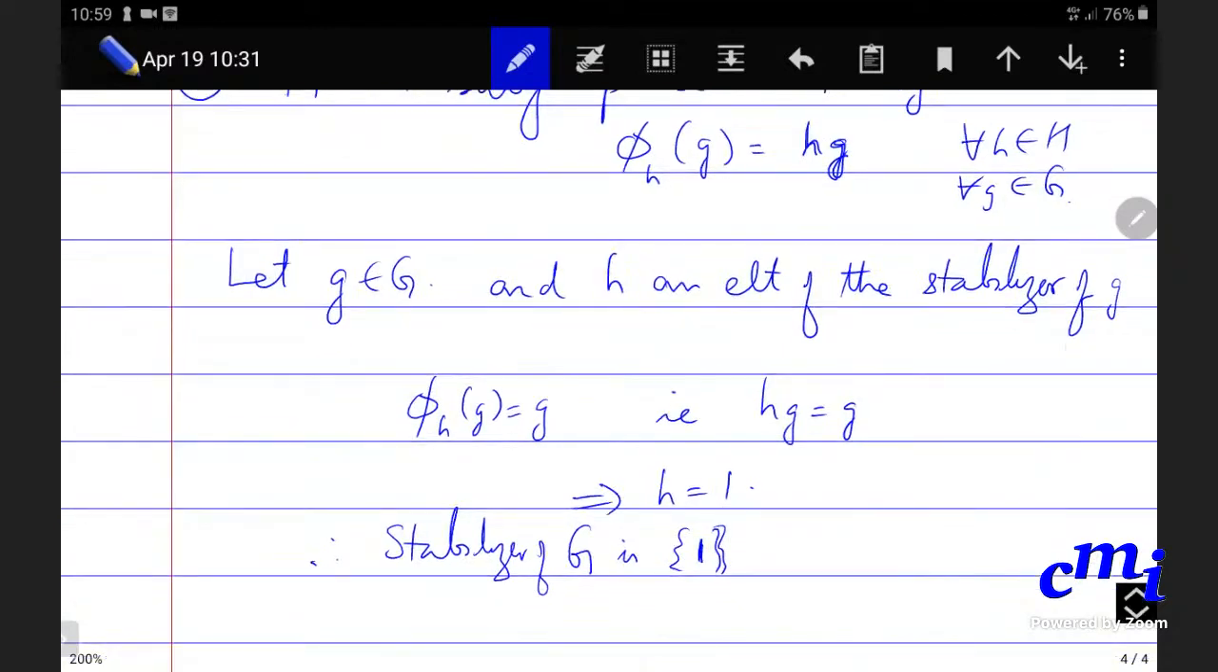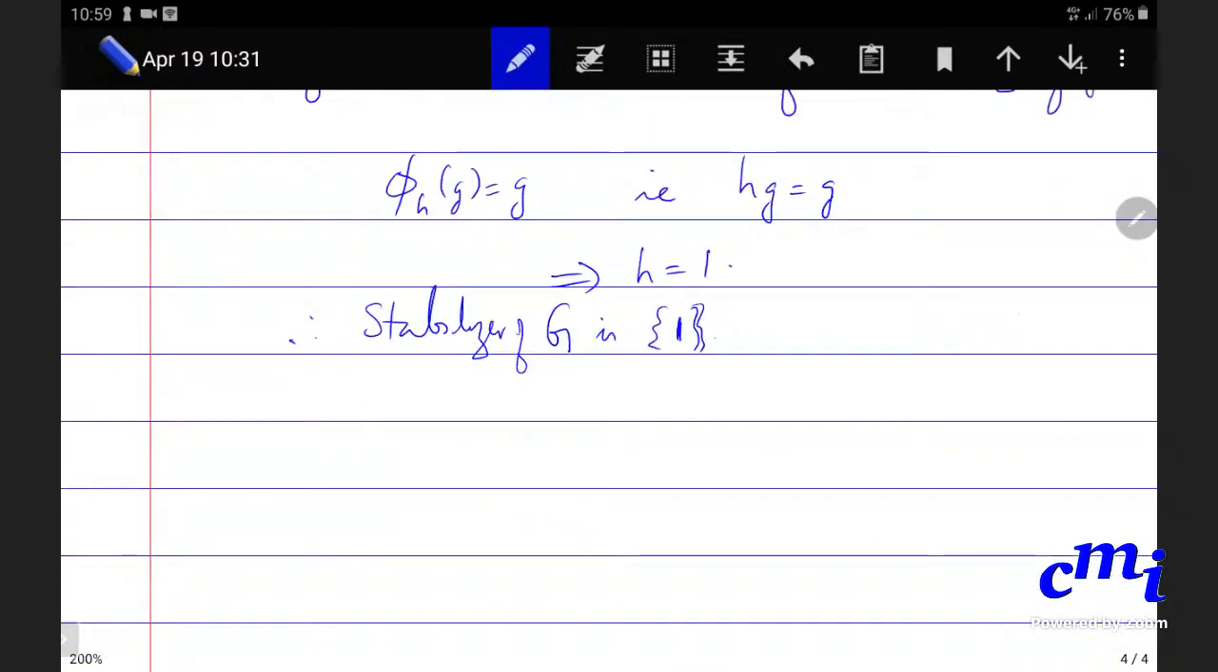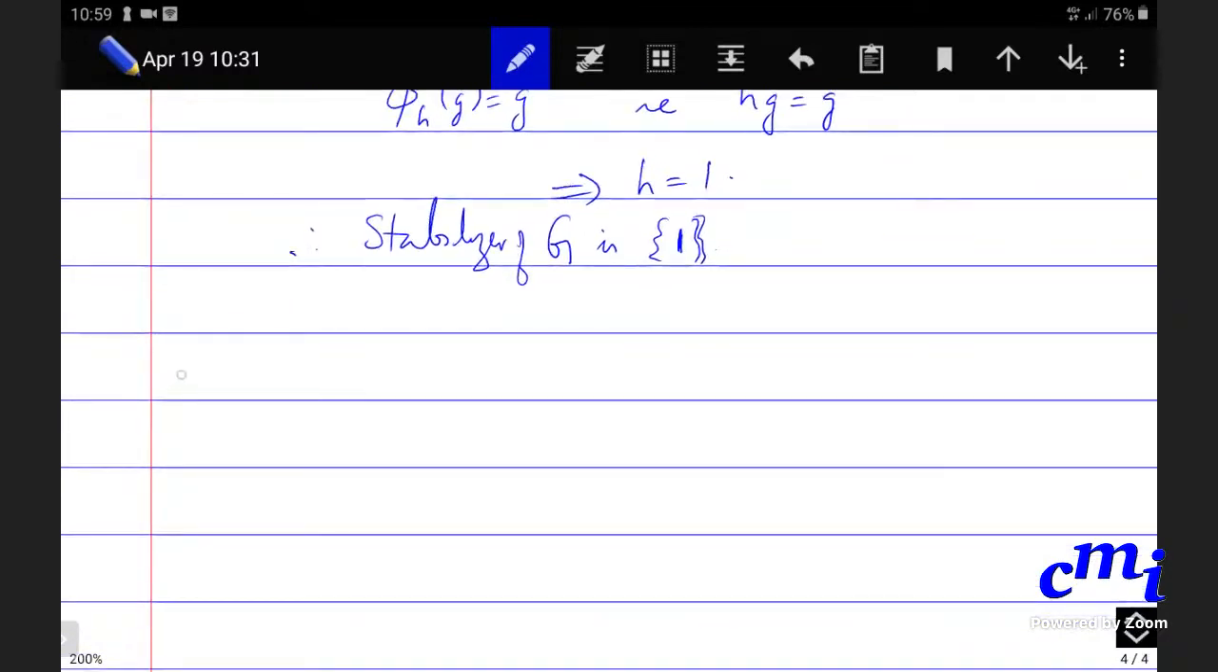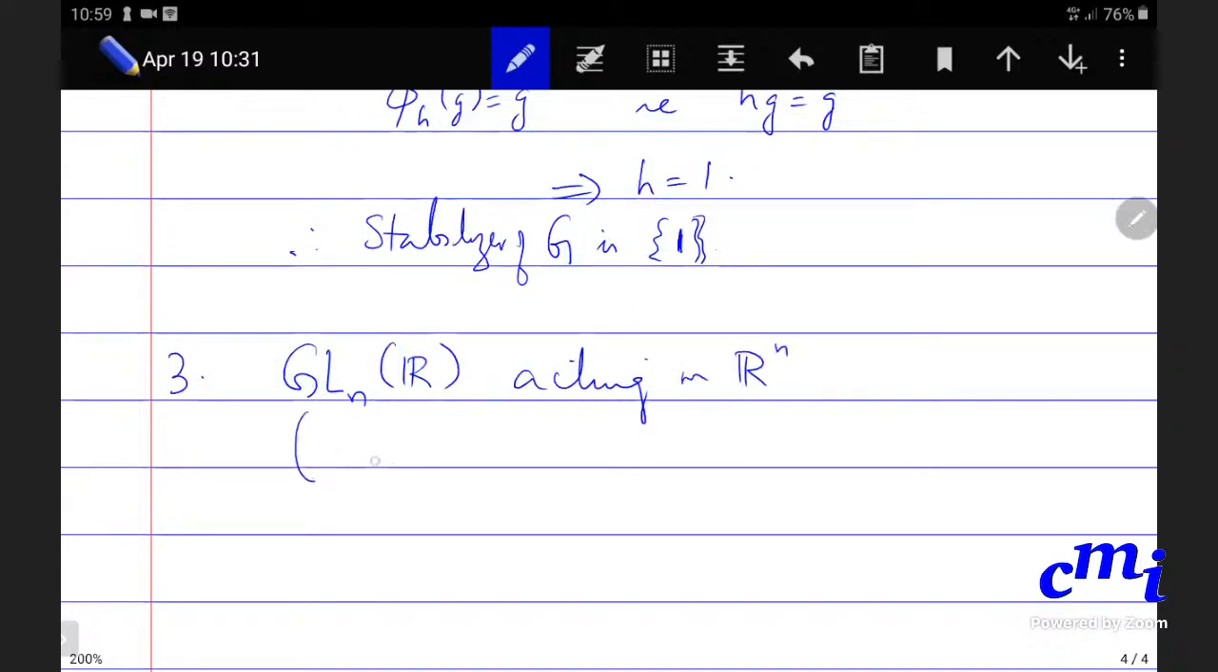Okay. So the next example, third or fourth or something, was GLn of R acting on Rn. This I will outline in an exercise, because there is a little bit of linear algebra to worry about, etc., while we look at this. Okay, so outline in an exercise.